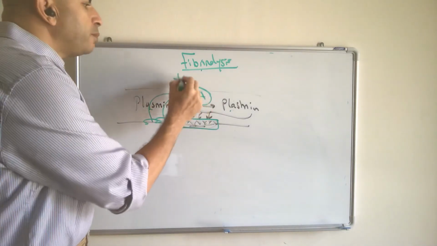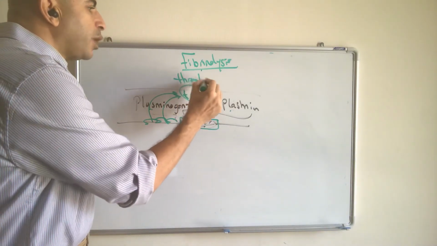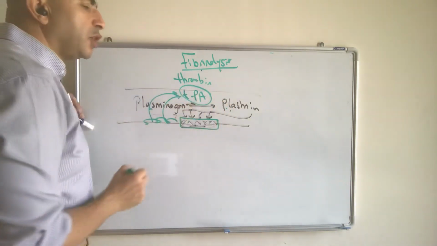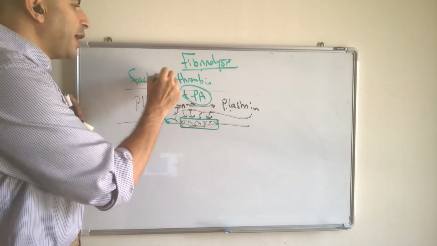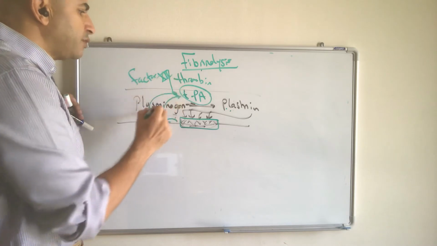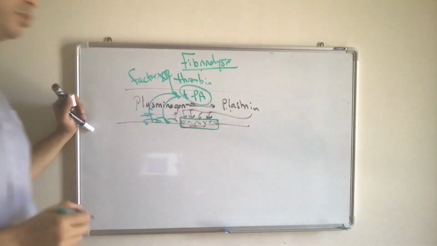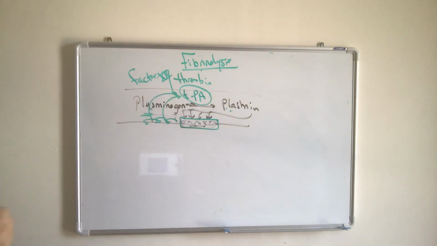Also, thrombin has the capacity to activate the conversion of plasminogen into plasmin, and the activated factor 12 also has the capacity to activate the conversion of plasminogen into plasmin. Nowadays, tissue plasminogen activator is used in patients with ischemic heart disease or coronary artery occlusion. We inject them with tissue plasminogen activator to help in lysis of the clot.